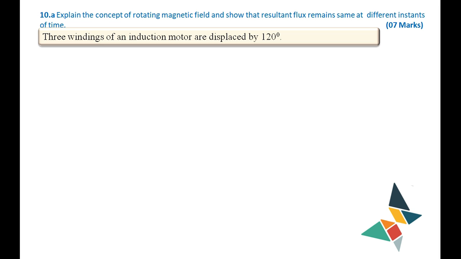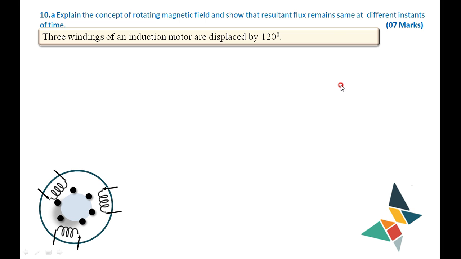You have to explain with the help of a vector diagram how exactly a rotating magnetic field is produced in a three-phase induction motor. We know that a three-phase induction motor consists of three windings. They are displaced by 120 degrees, as I have shown here. There are three windings, then there is a rotor.